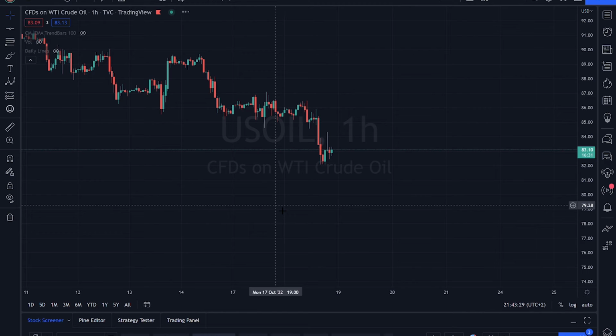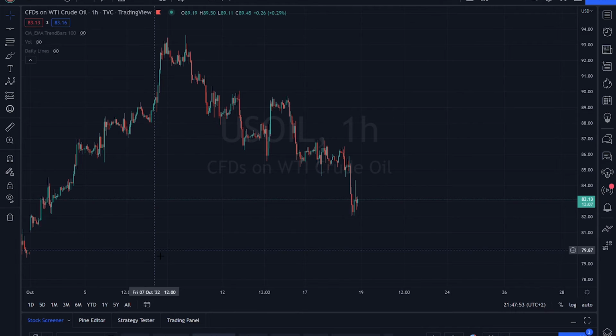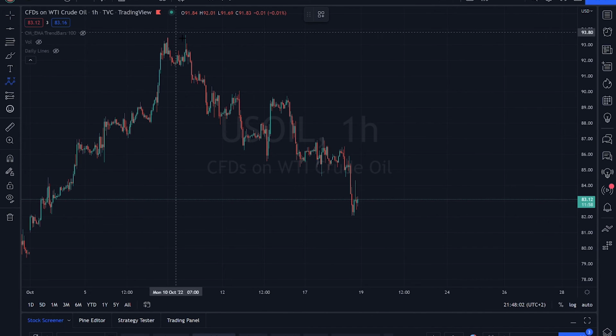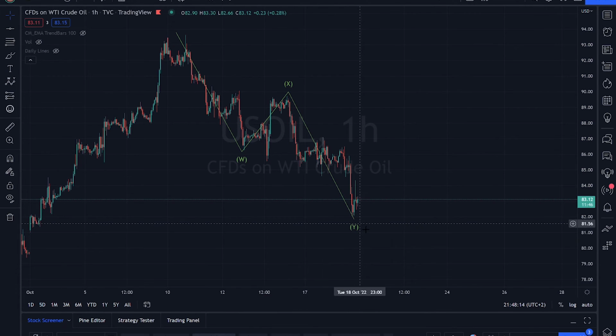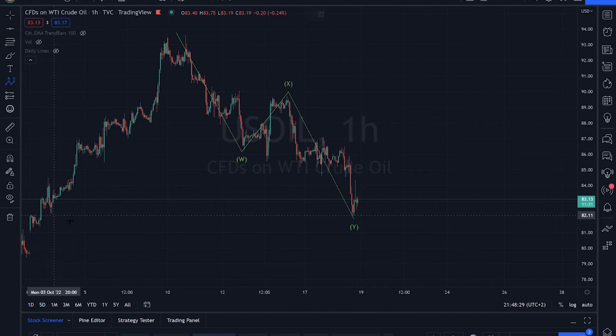Let's have a look at it on the 1 hour. So on the 1 hour time frame, what I think we have here actually is what we call a WXY correction. Just had to make sure that was right. Yeah, WXY correction. On my video yesterday with the Euro Canadian dollar pair, we saw that quite a lot, and it seems like we have that again.